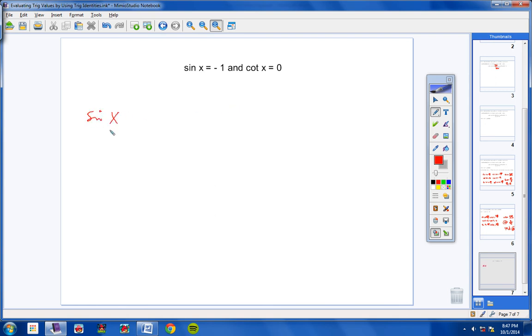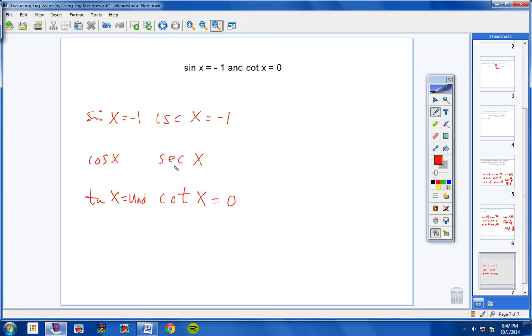So I've got sine of x, cosine of x, tangent of x, and I have cosecant of x, secant of x, and then cotangent of x. Now, sine of x is -1, and cotangent of x is 0. Now, watch this carefully. If I flip -1, I get -1. And I've taught you guys, if I flip 0, I get undefined. So if cotangent of x is 0, then tangent is undefined.